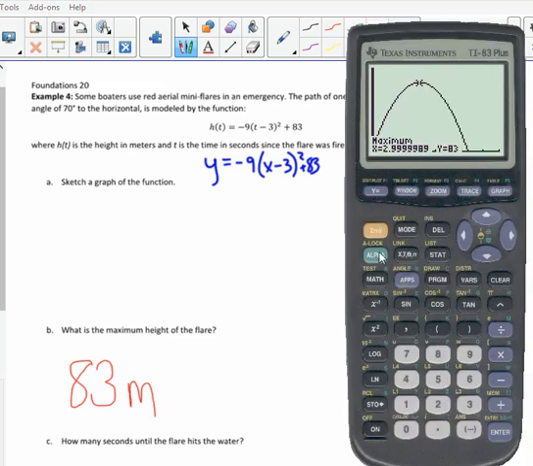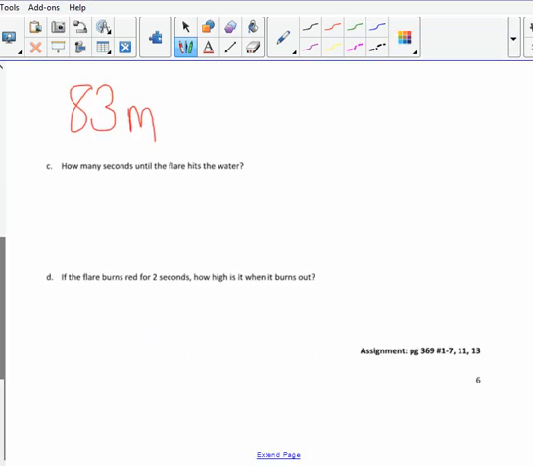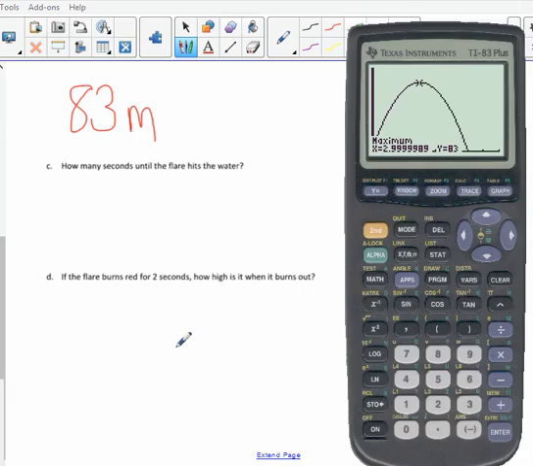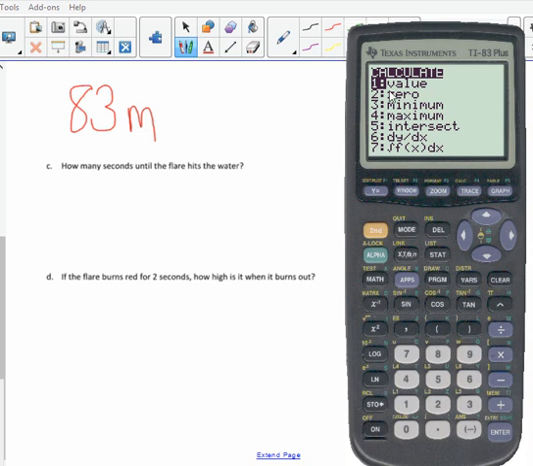We'll bring that back in. Part C. How many seconds until the flare hits the water? So that's going to be, we know it starts at 0 seconds, 0 height. What's my x value or my x-intercept on this side of my graph when that height now returns to 0? So a few different ways we can do that is just by tracing, or we can solve for our zeros. So when we go second function calculate, we can solve for our zeros here.